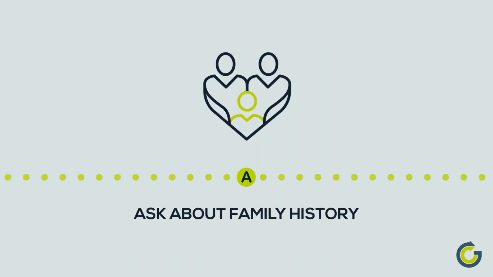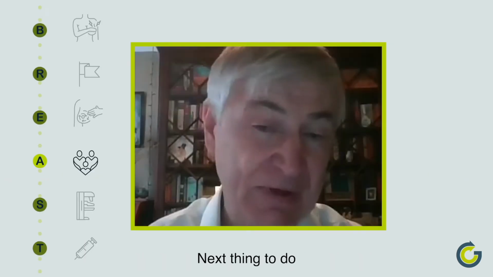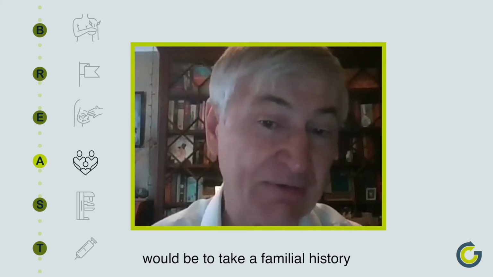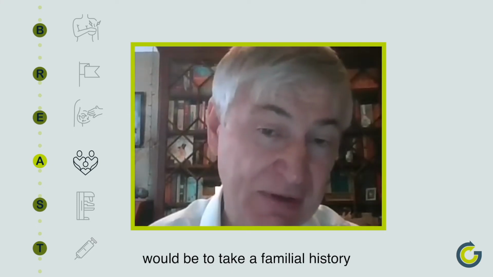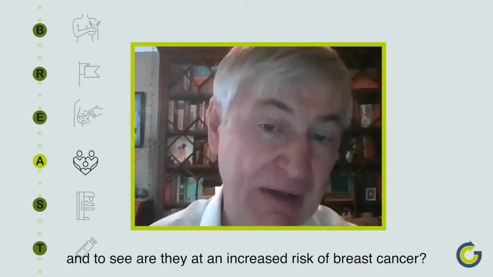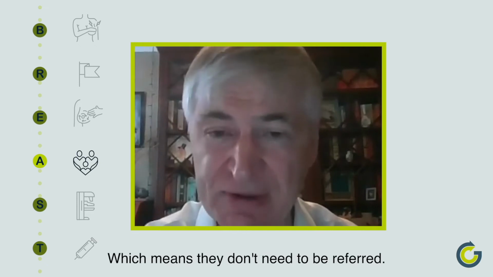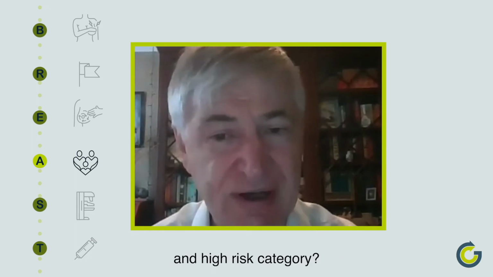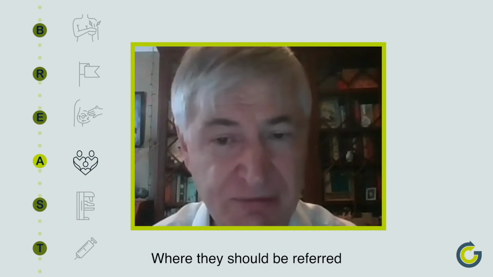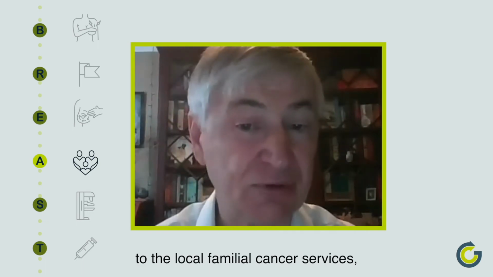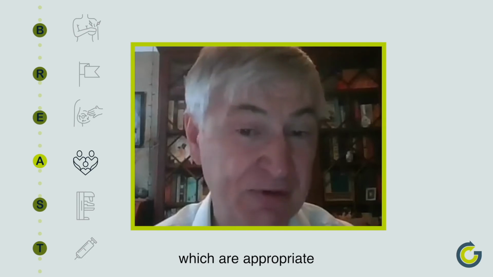A. Ask about family history. Next thing to do would be to take a familial history and to see are they at increased risk of breast cancer? Are they what we call near population risk, in which case they don't need to be referred, or do they fall into a moderate or high risk category where they should be referred to the local familial cancer services which are appropriate for the local pathway.